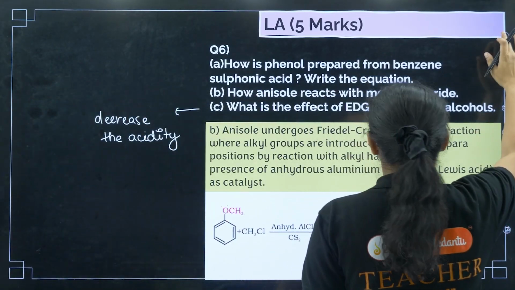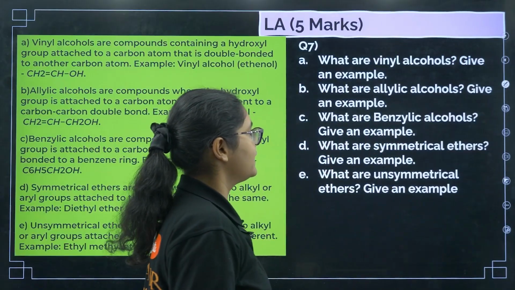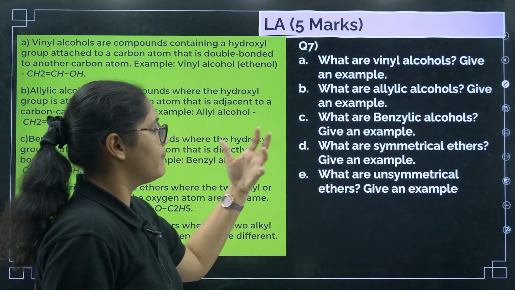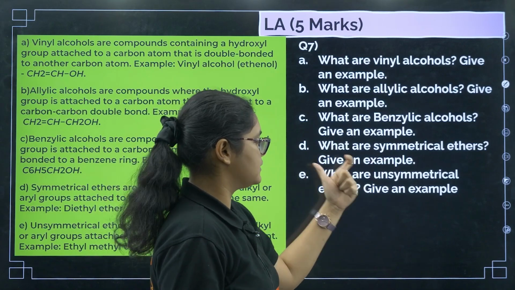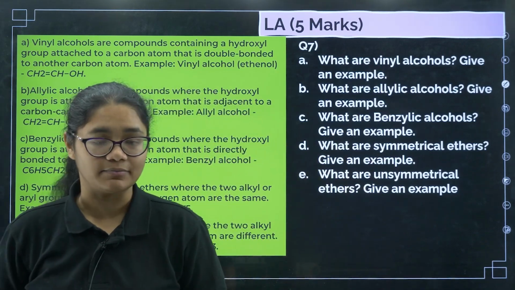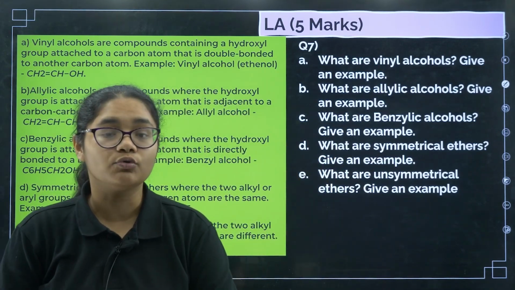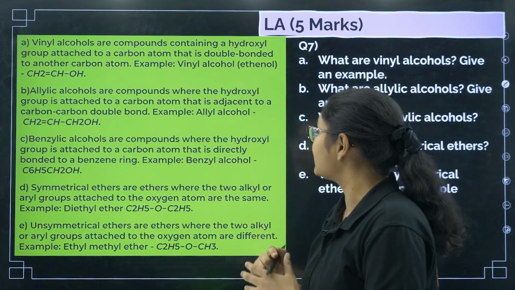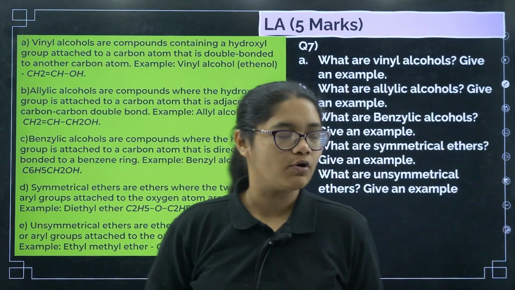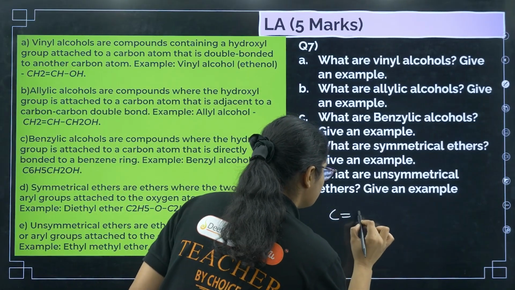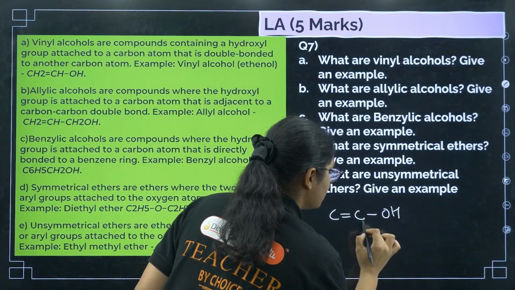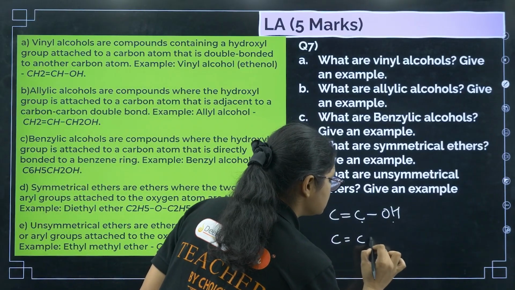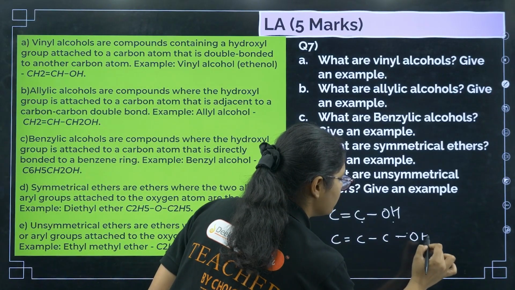Next we'll see question number 7. What are vinyl alcohols? Give an example. What are allylic alcohols? Give an example. Benzylic alcohols, symmetrical ethers, unsymmetrical ethers. Give an example. Any of these can be asked in your 2-marker questions or in the 5-marker questions, in any sub part. So we will quickly see. As I told you, vinyl alcohol means you have C double bond C, and on that double bonded carbon you have OH. Allylic means you have C double bond C, and on the next carbon you have OH.